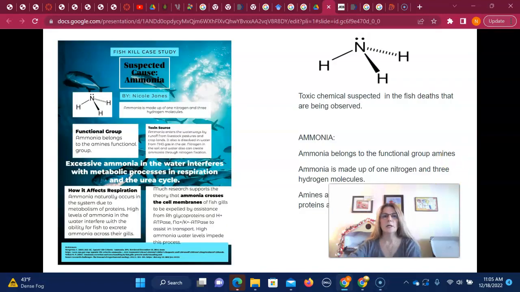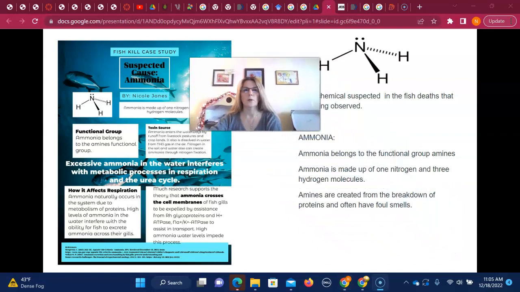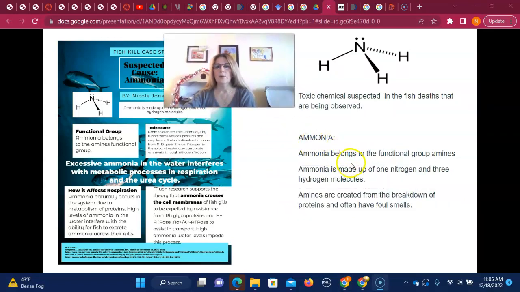So the suspected cause is, like I said, a chemical called ammonia. Ammonia belongs to the functional group amines. Ammonia is made up of 1 nitrogen and 3 hydrogen molecules. Amines are created from the breakdown of proteins and often have foul smells.